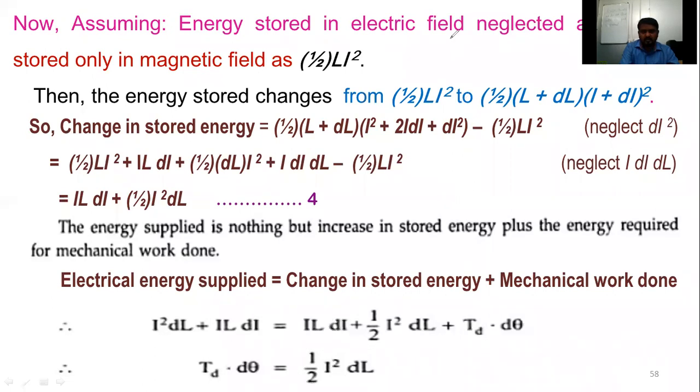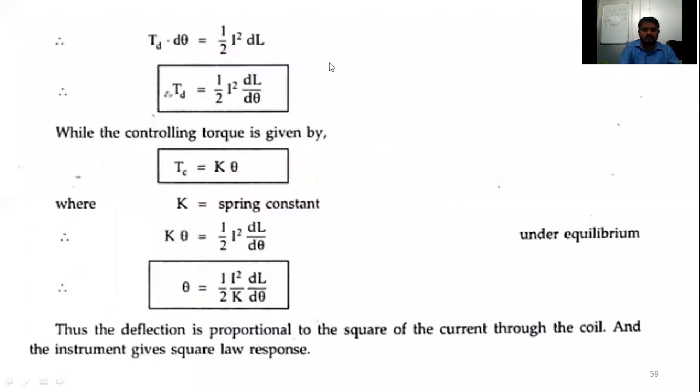The next part uses this equation you remember: TD d theta equals 1 by 2 I square dL. So how much can we write TD as? d theta is there, so I send it to the RHS side. It becomes TD equal to 1 by 2 I square, dL by d theta. We can write it like this.